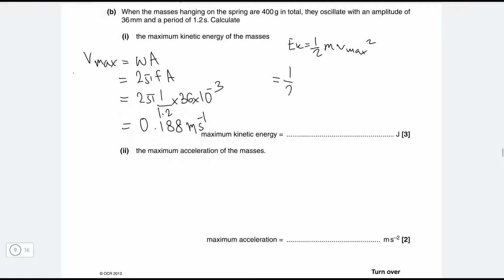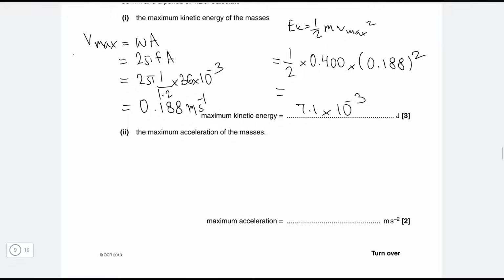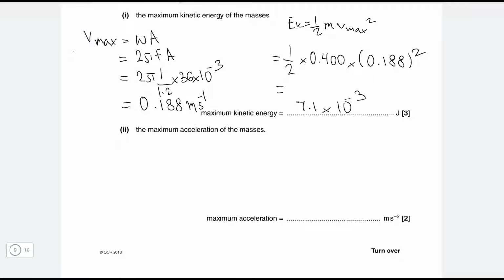Let's plug that into our kinetic energy formula. So it's going to be a half. Now the mass is 400 grams, which is 0.4 kilograms, multiplied by Vmax squared, which is 0.188 squared. And let's plug that into a calculator again, giving us 7.1 times 10 to the power of minus 3 joules.